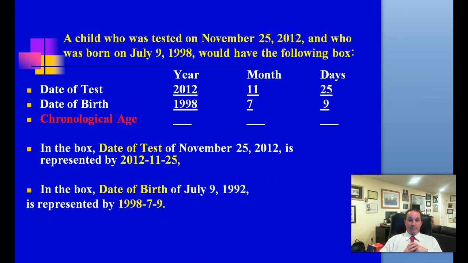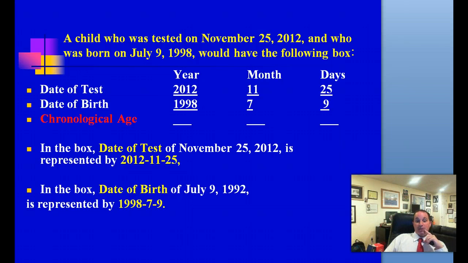So, for example, let's take a child who was tested on November 25th of 2012, and the child was born on July 9th of 1998. So you've done the assessment of the child, you did it on November 25th of 2012, and you find out through the parents that the child was born on July 9th of 1998. Now you have to calculate the chronological age of the child. So you go to the chronological age box, and you'll see date of test, date of birth, and chronological age, and year, month, and days at the top, just like the PowerPoint slide.